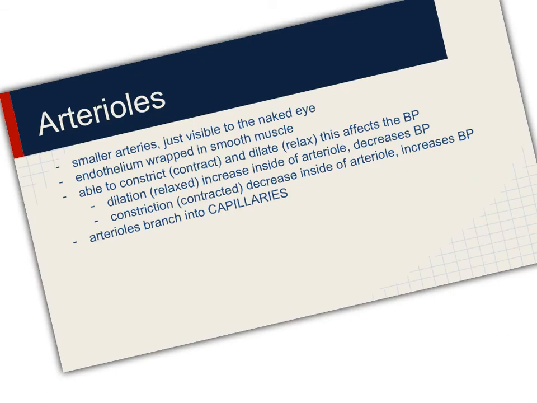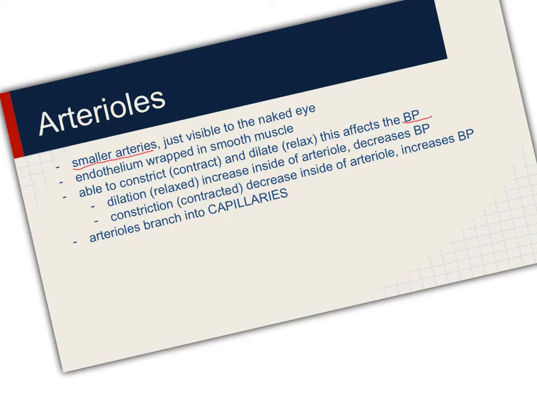Arterioles. These are just smaller arteries. They are just visible to the naked eye. Endothelium wrapped in smooth muscle. So instead of having the 3 layers, these really have just 1 layer, and part, so really your inner layer and part of your middle layer. They're able to constrict or contract and dilate, which is also known as relax, and this affects our blood pressure.